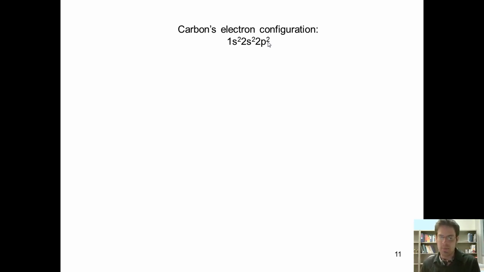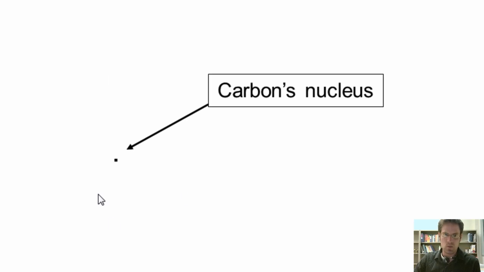Now let's see if we can assemble a carbon atom one layer at a time. We'll imagine that carbon's nucleus looks like this. This is where its neutrons and protons are located.